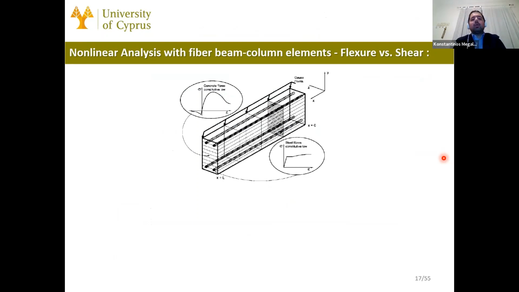Actually, in OpenSees, there are various formulations for fiber beam column elements. I would like to present to you a proposal for an exact Timoshenko beam column element that takes into account shear flexure interaction, and is based on the modified compression field theory that was developed at the University of Toronto.